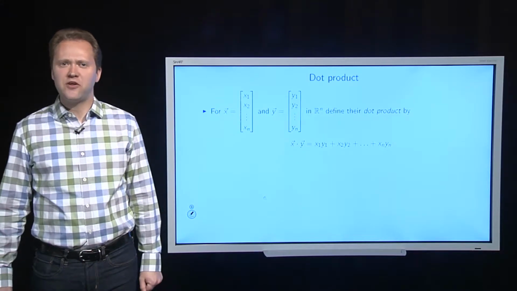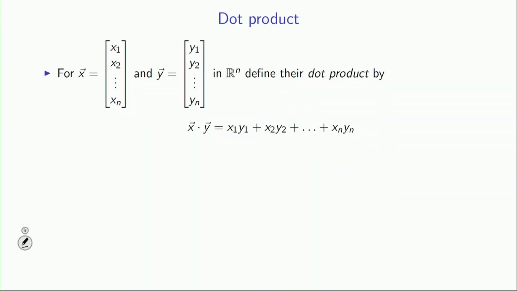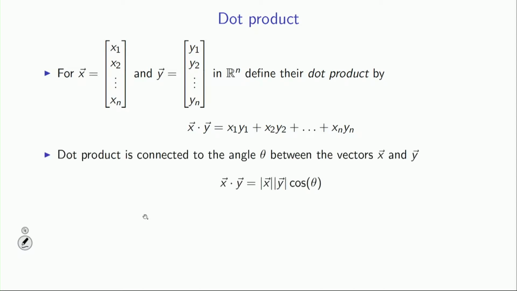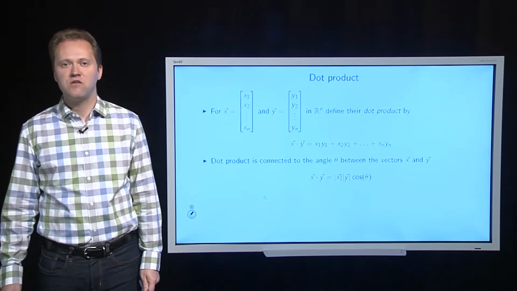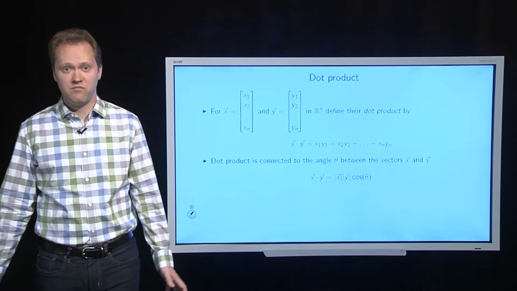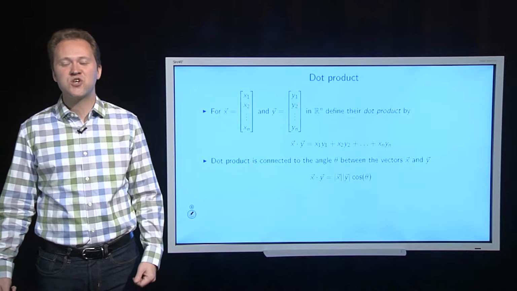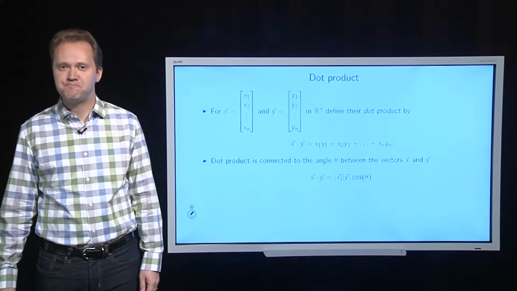Now, let's look at the dot product. From the plane, 3D, or any higher dimensional Euclidean space, you may recall how to find the dot product of two vectors. You just take corresponding coordinates, multiply them, and add everything up. Now, this concept was important because it connected vectors to the angle between them. That is, to be precise, the dot product between two vectors gives you the product of the magnitudes times cosine of the angle between them.